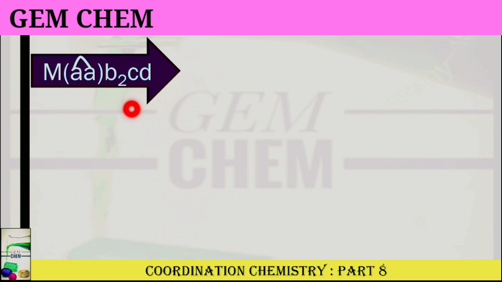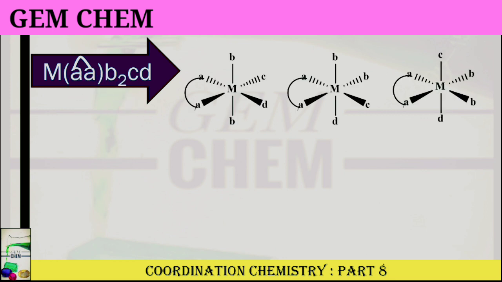Next one is we are having MA2B2CD. In this case you are having three isomers where you can see BB is trans to each other, BD, that is B and D are trans to each other, and C and D are trans to each other. We are keeping AA in a fixed position.